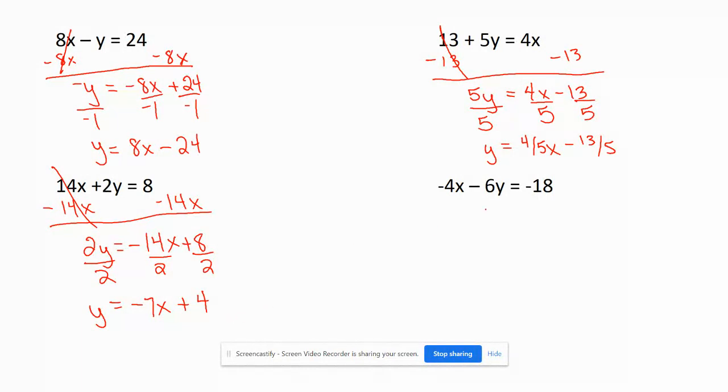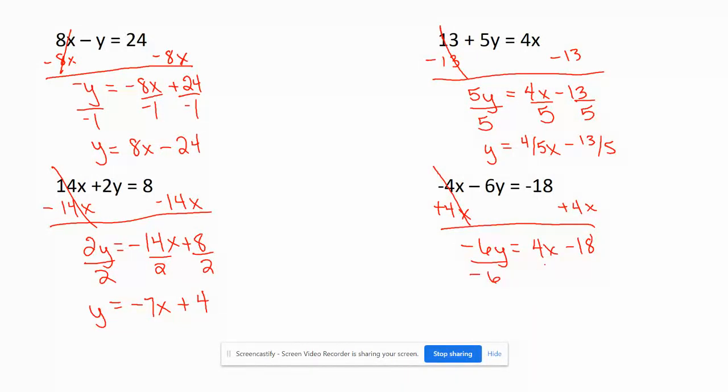All right, and the last one. This will be plus 4x this time. Why am I doing plus 4x this time? Because this is a negative, so we have to do the opposite, which is plus, and that would make it cancel out. And we'll be left with negative 6y plus our positive 4x first, minus 18.